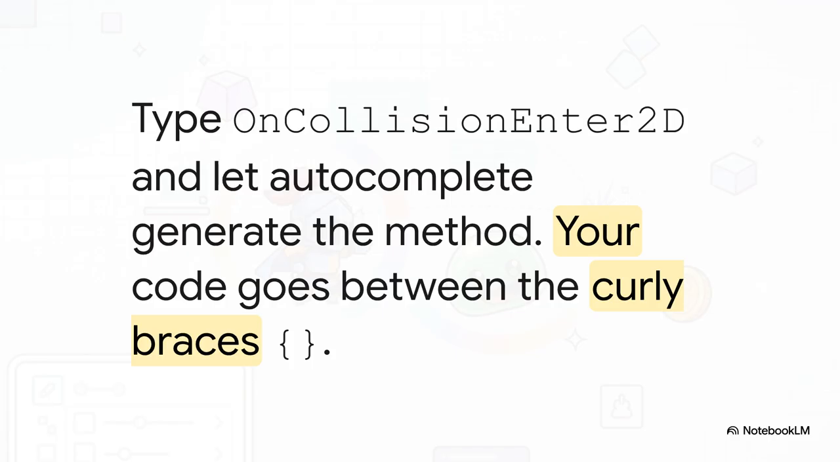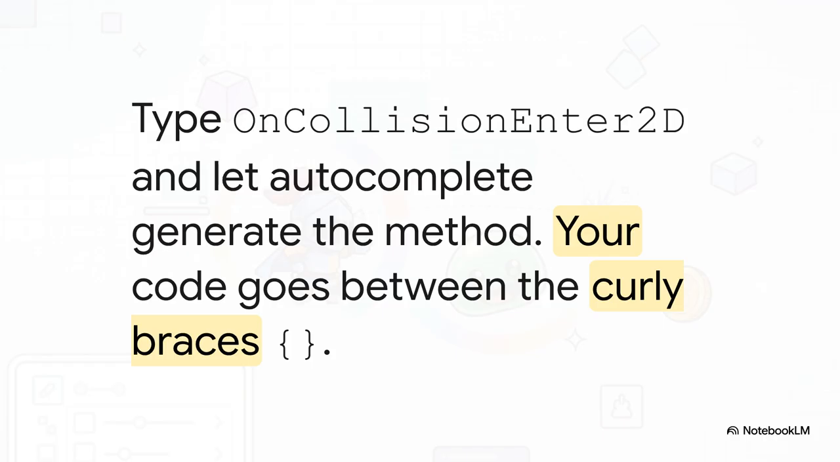You'll probably notice there are other options too, like OnCollisionExit2D and OnCollisionStay2D. Those are also event functions. One triggers when objects stop touching, and the other triggers for every single frame they continue to touch. But for right now, we just care about that initial contact. So we're going to select OnCollisionEnter2D and just hit enter. And poof, the editor generates the whole method for us.